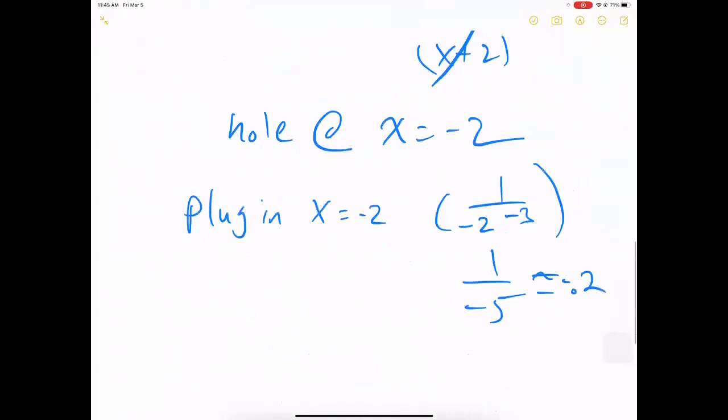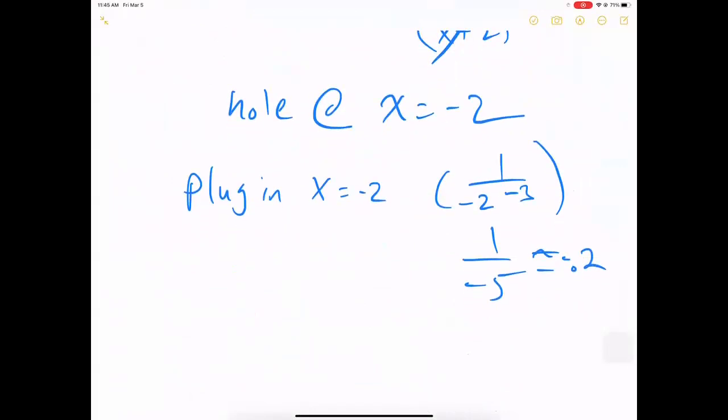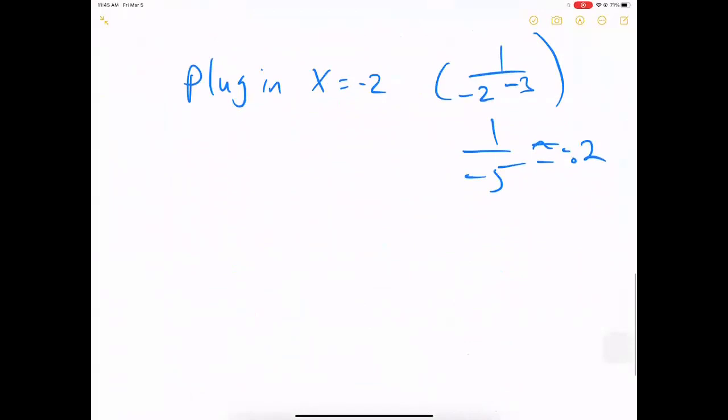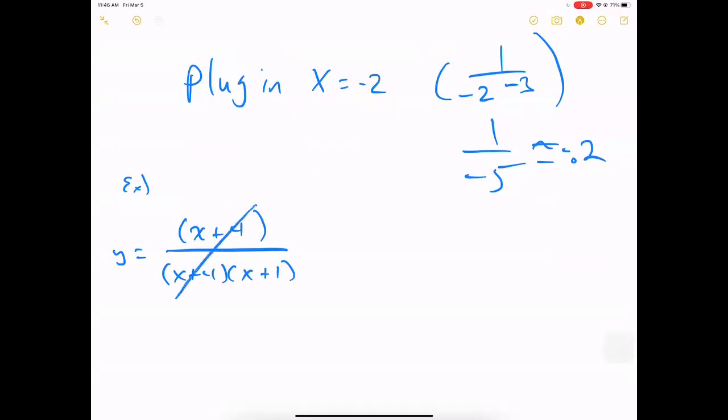So let's go ahead and talk about this again. What is a hole? A hole is when you divide out a factor. Let me give you another equation real quick. If I say x plus 4 over x plus 4 times x plus 1, that's my function. Can you guys spot the hole? It's probably going to be at negative 4. I'm going to say negative 4 because that's what x isn't allowed to be. It can't be negative 4. And that's going to be our hole.